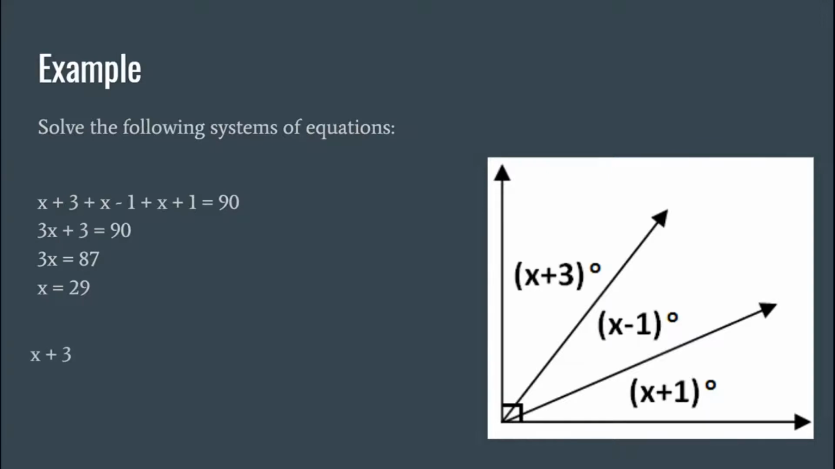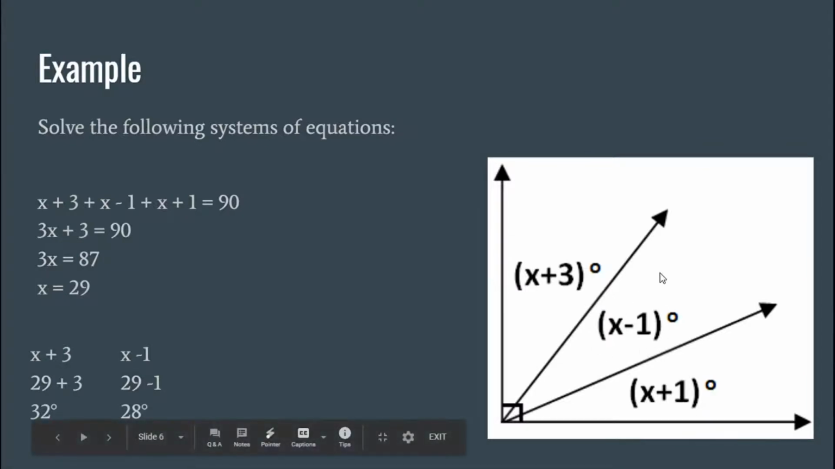Okay, so we'll start off with x plus 3. So x is 29, so we add that to 3. First angle here is 32 degrees. Now we'll do the second one here, x minus 1. 29 minus 1, because x was 29 that we found, so second angle is 28 degrees. And the last angle. Okay, so substitute in for x, and then simplify. And that's our third angle. Okay, so it doesn't get that much easier than that, guys.